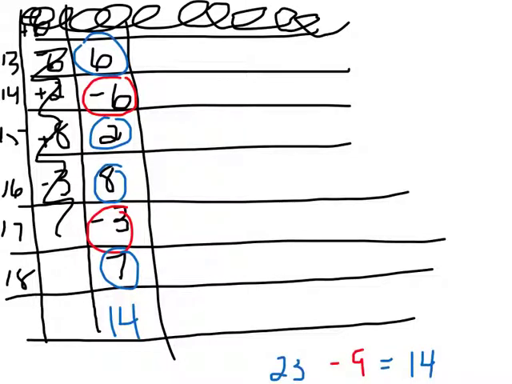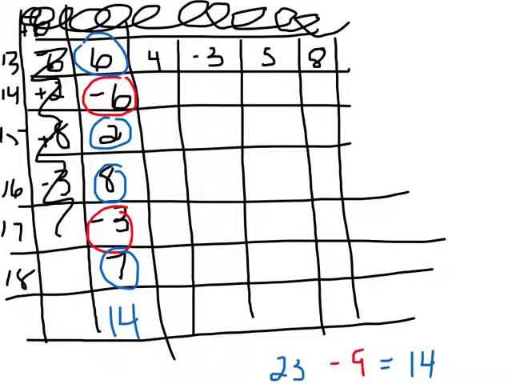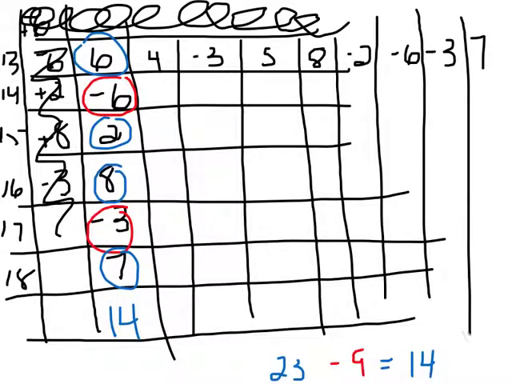And then if you're going across, they have 6 and 4. Oh, goodness. They gave you a lot of numbers, didn't they? -3, and 5, and 8, I don't know if I can fit them all on here, and -2, and -6, and -3, and 7. Let me see if I can just do this. And so you're supposed to put the answer. I doubt I'll even be able to fit it over there.